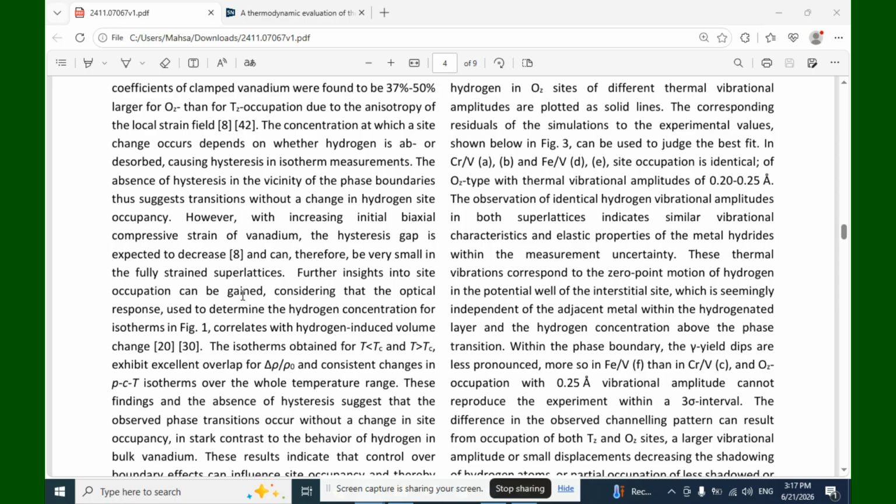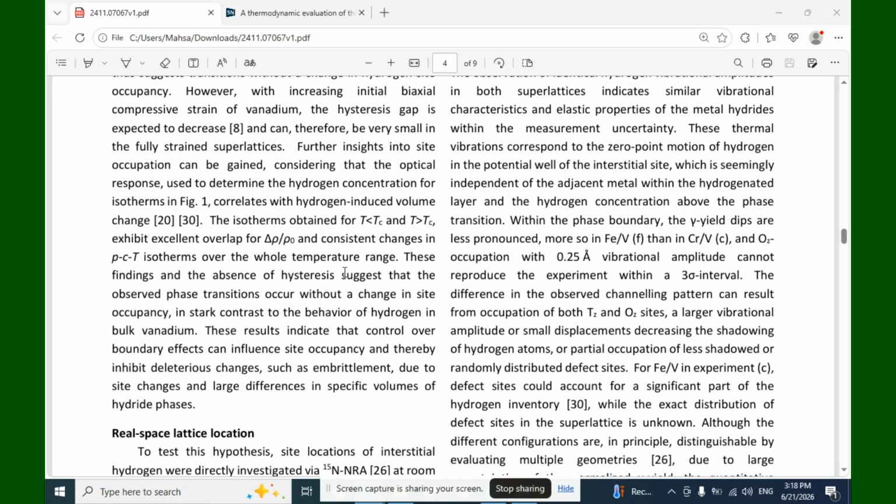Further insights into site occupation can be gained considering that the optical response used to determine the hydrogen concentration for the isotherms in Figure 1 correlates with hydrogen-induced volume change. The isotherms obtained for T less than Tc and T greater than Tc exhibit excellent overlap for Δρ/ρ0 and a consistent change in the ρ-C-T isotherm over the whole temperature range. These findings and the absence of hysteresis suggest that the observed phase transition occurred without a change in site occupancy, in stark contrast to the behavior of hydrogen in bulk vanadium.